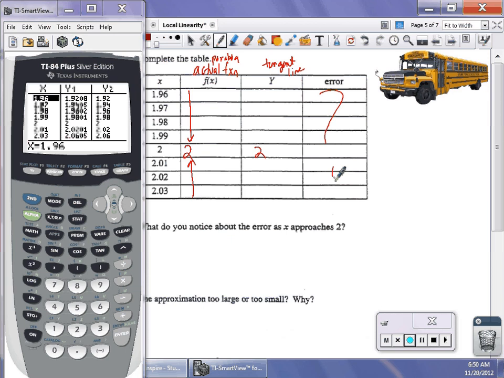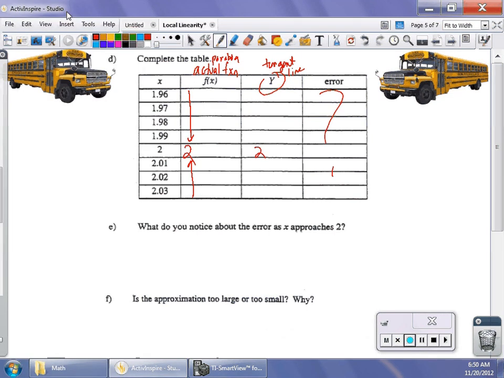So the big idea, again, is that the tangent line, this equation y, can approximate y values of the given curve in that little neighborhood. You don't want to approximate them for 3 and 4 and 5 and 6 and 7, because the error becomes greater as you move away from the given x value of 2. What do you notice about the error as x approaches 2? The error decreases. Is the approximation too large or too small?